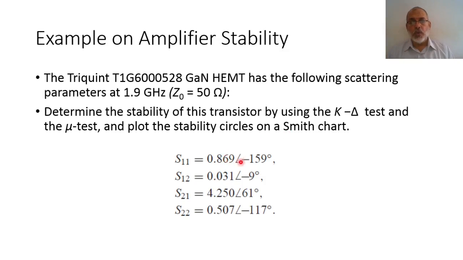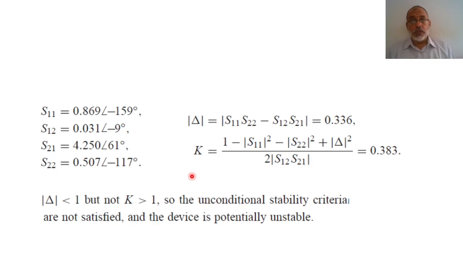At the beginning, we look at the magnitude of S11 and S22. Fortunately, the magnitudes of S11 and S22 are less than unity. This means that maybe this transistor could be unconditionally stable. Maybe, but I'm not sure. But if one of them is greater than unity, I'm sure it is conditionally stable. So both of them are less than unity, so maybe this transistor is unconditionally stable, and maybe not. To determine this, we are going to calculate the value of delta and the value of K.